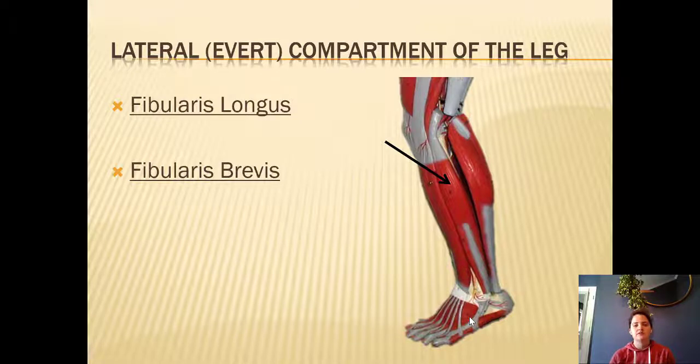Laterally, we have 2 muscles that will cause that eversion, that pulling outwards on the pinky toe. We have fibularis longus, which you can see here. And then towards the actual lateral malleolus and slightly anterior, you can see fibularis brevis, so a shorter version of that muscle.